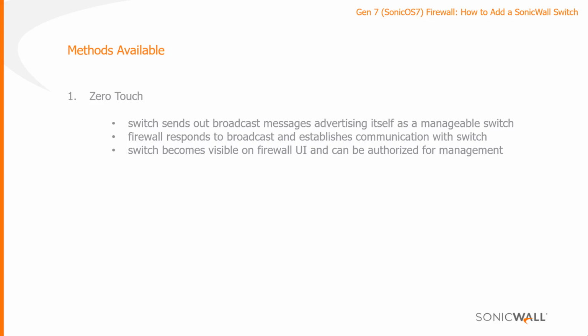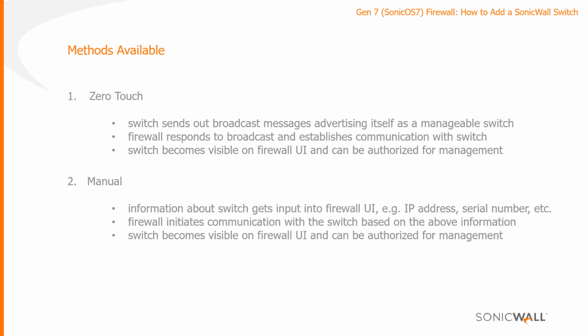The second way is to manually add the switch to the firewall by entering settings like the switch's IP address, the switch's serial number, the admin username and password, etc. All the things that would typically get negotiated automatically if you were using zero touch. Once you've added all these settings, the firewall would then use them to reach out to the switch and add it as a managed switch device.